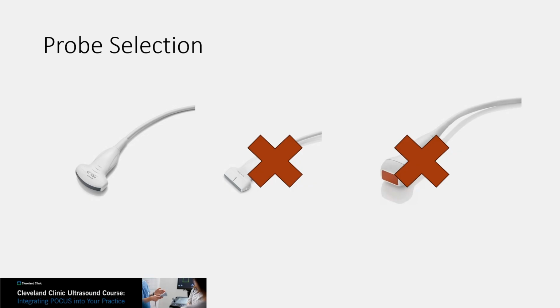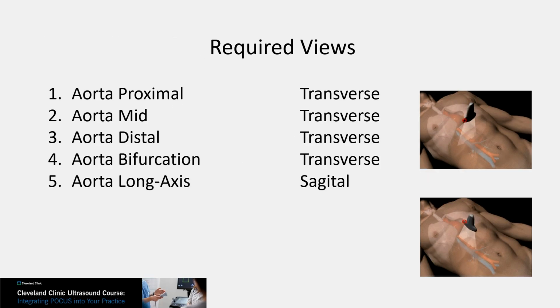All probes have a marker on one side that can help you place the probe in the correct position. The required views for this exam in order to fully assess the aorta are the following 5 views, and this is for a basic bedside point-of-care ultrasound exam. We recommend that you obtain a proximal, mid, and distal view of the aorta. Additionally, once you've identified the distal aorta, you should move your probe down towards the aortic bifurcation to assess the iliac arteries. Last but not least, you should place your probe in a long axis view, also known as a sagittal view, to get the aorta in a long axis.